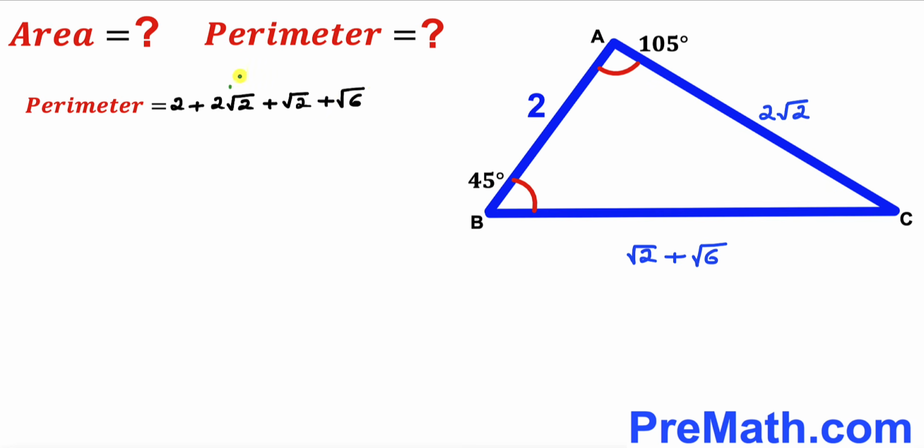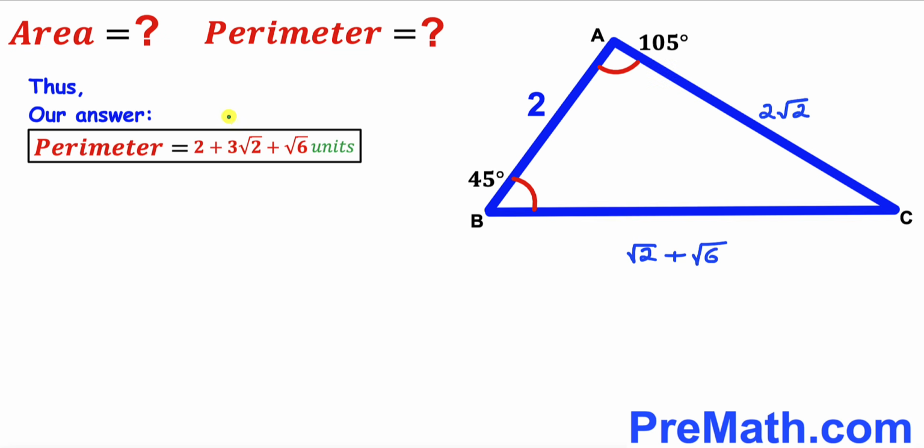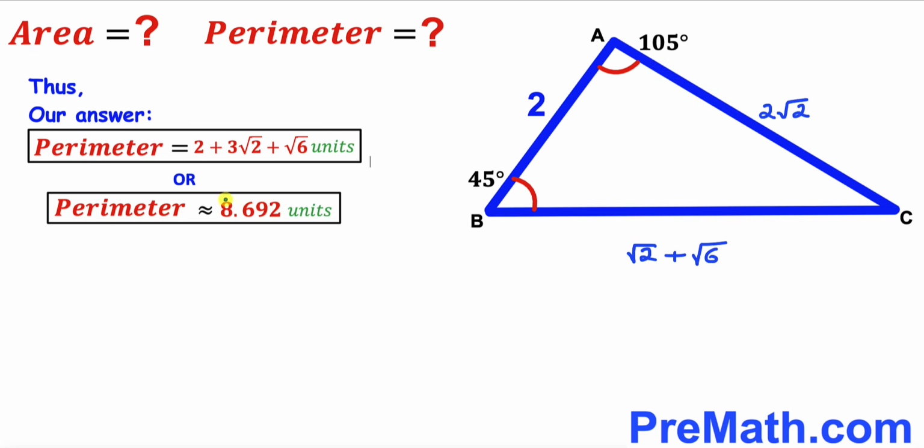And now we are going to combine these like terms. That is going to give us simply 3 times the square root of 2. So therefore, the perimeter of this triangle turns out to be 2 plus 3 times the square root of 2 plus the square root of 6 units. So thus the perimeter of this triangle turns out to be 2 plus 3 times square root of 2 plus square root of 6 units. And that's going to be approximately equal to 8.692 units as well. And that's our final answer.